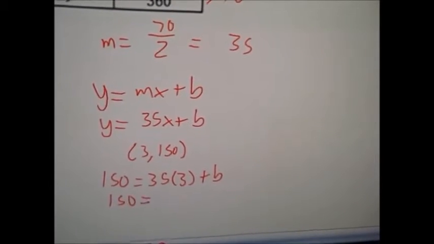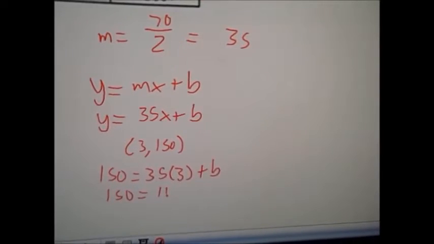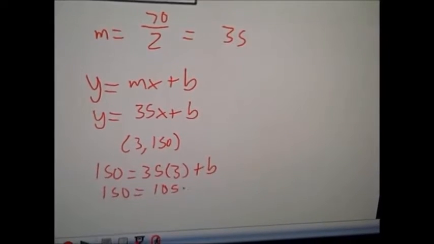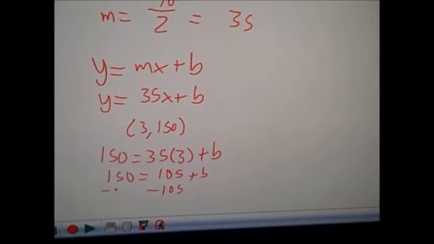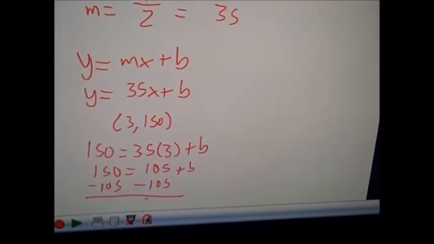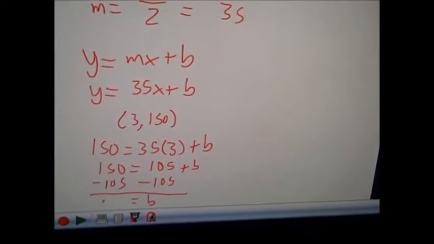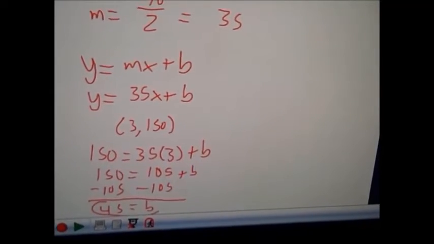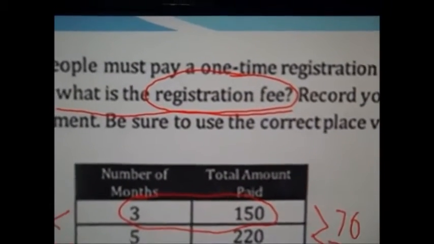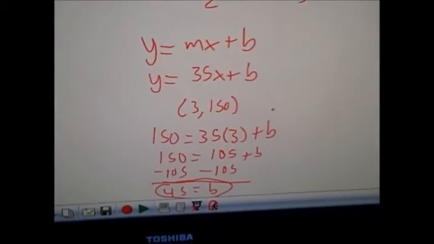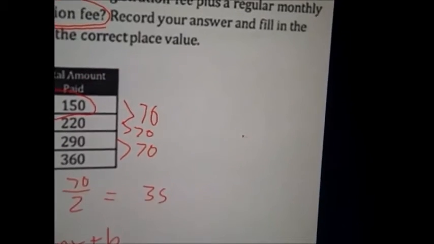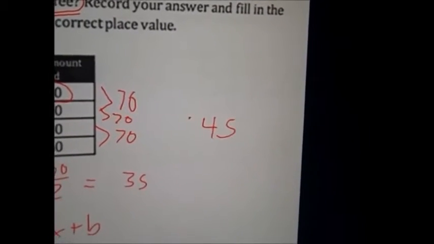150 equals 105 plus b. To find b, subtract 105 from both sides. And b, the y-intercept, will be 45. And in this case, our question was, what is the registration fee? That is the same thing as the y-intercept in this problem, which is 45. The registration fee is $45.